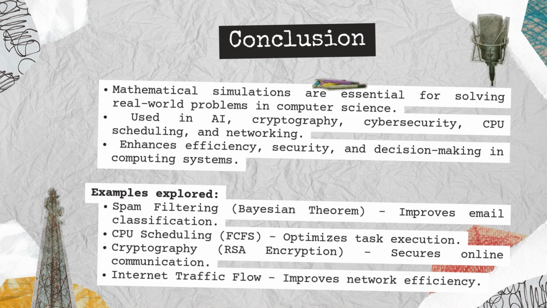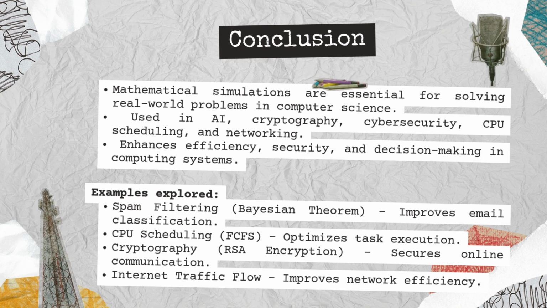As we conclude our discussion on mathematical simulations in computer science, let's reflect on their importance and applications. First, why are mathematical simulations essential? They help solve real-world problems using mathematical models. They are used in AI, cybersecurity, networking, cryptography, and CPU scheduling. These techniques enhance efficiency, security, and decision-making in computing systems.